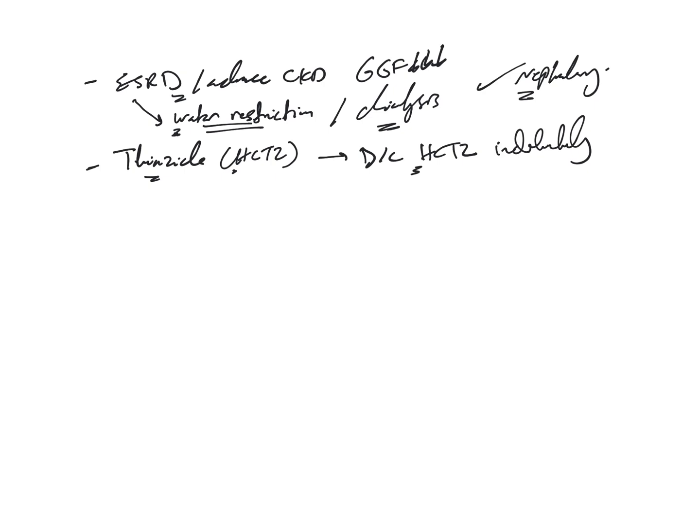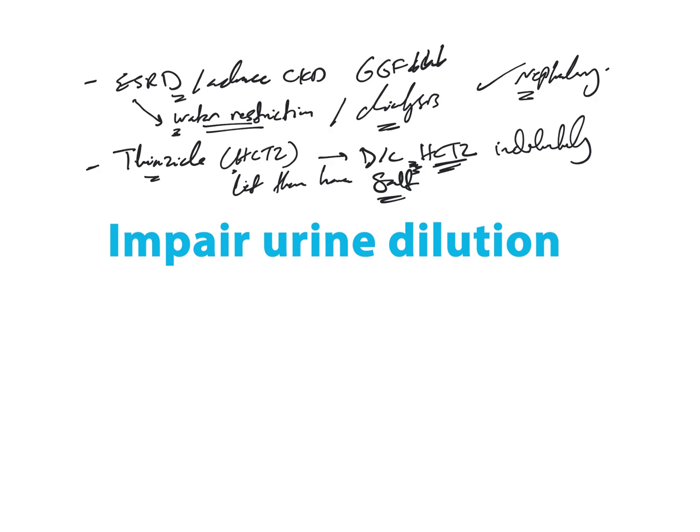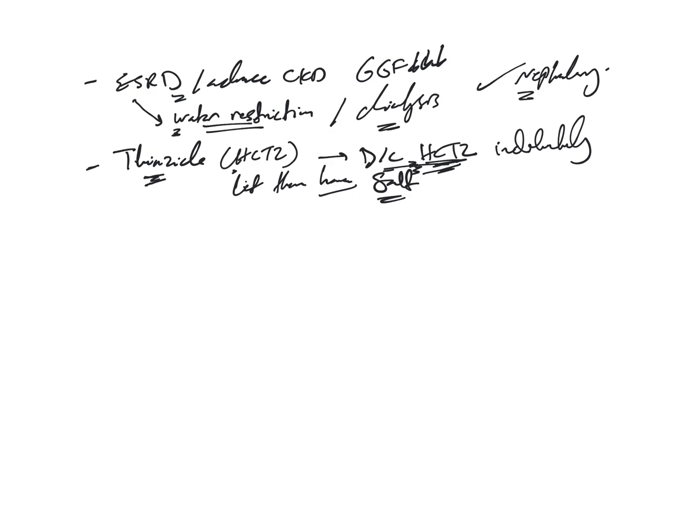And this usually will correct things quickly. Also, we liberalize and let them have salt. Because remember, the problem is that thiazides impair the dilution effect, right? Now, we DC that and give them salt, and that should fix it. Then urine can be diluted and we can get rid of excess water. Never put them back on HCTZ or thiazide diuretics.